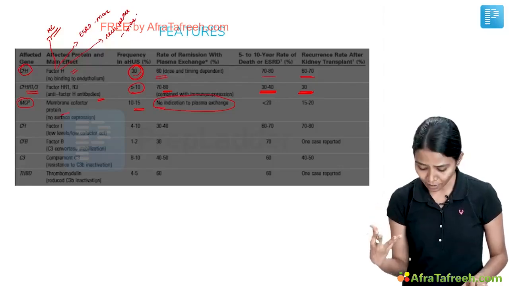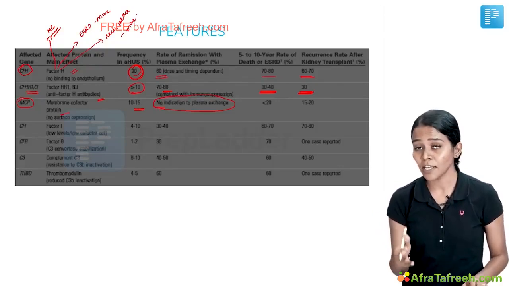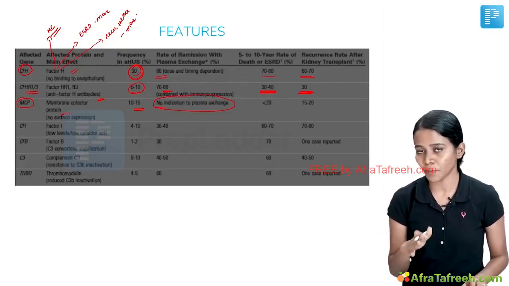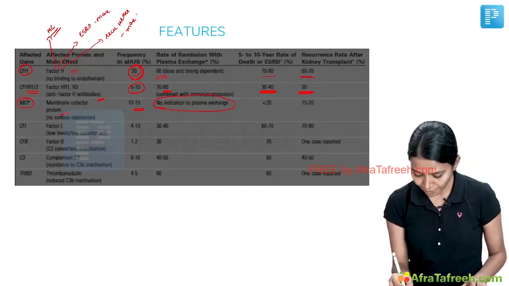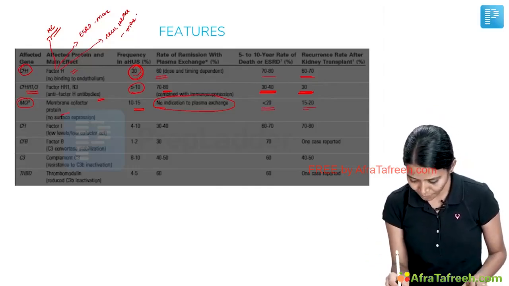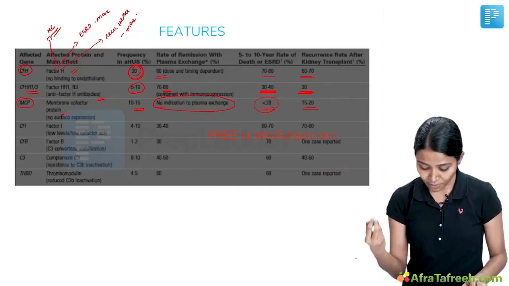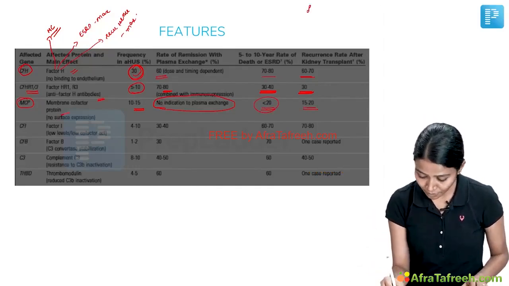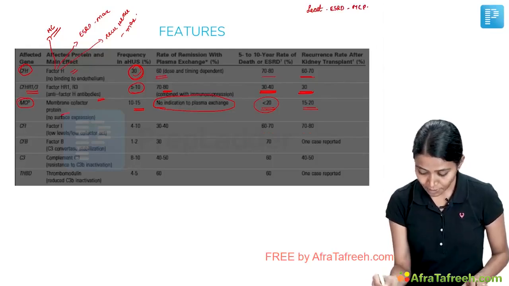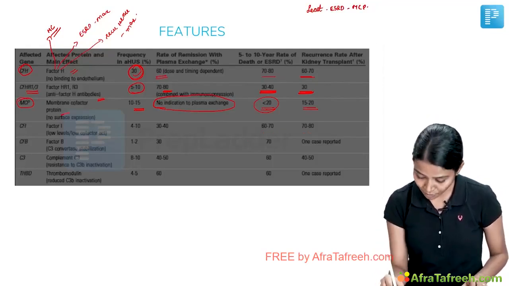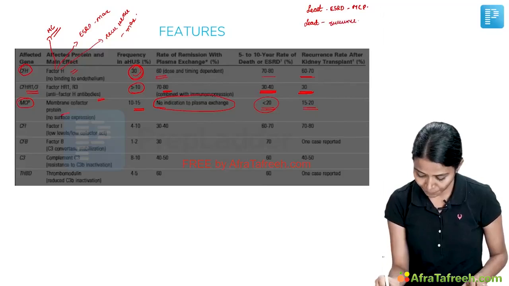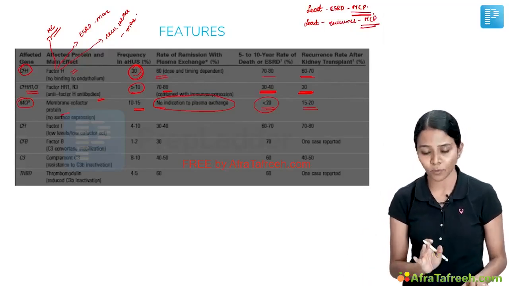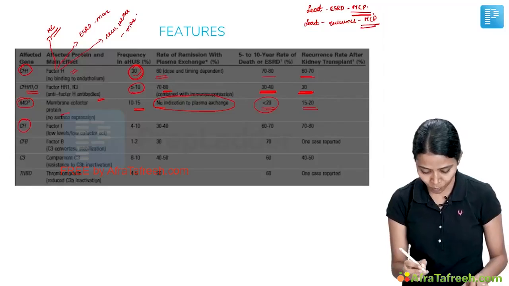See, but the most interesting part about it is, plasmapheresis cannot be done in these patients because plasmapheresis will not help. But the rate of ESRD in them and rate of recurrence is very less. So, if they ask the type of mutation with least risk of ESRD, it is MCP. Similarly, the type of mutation with least risk of recurrence, it is membrane cofactor protein. Okay. So, this is with membrane cofactor protein. Next is factor I. Okay.